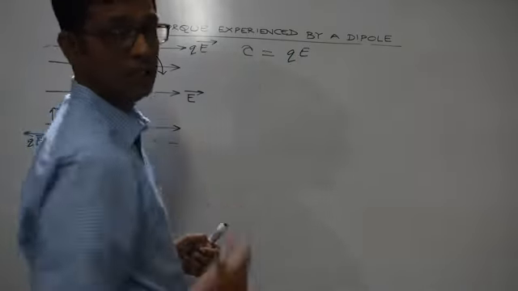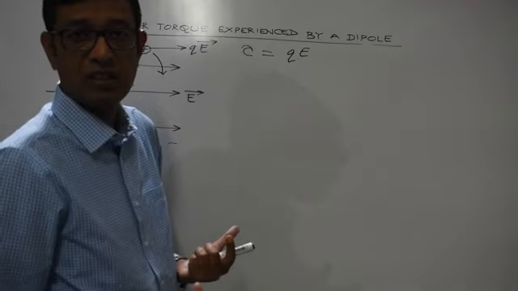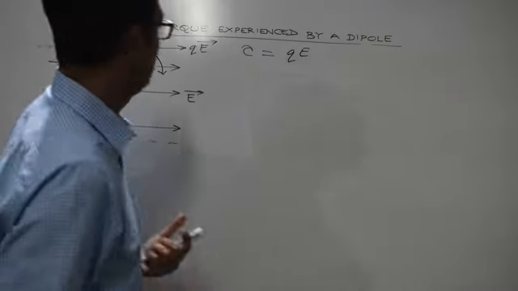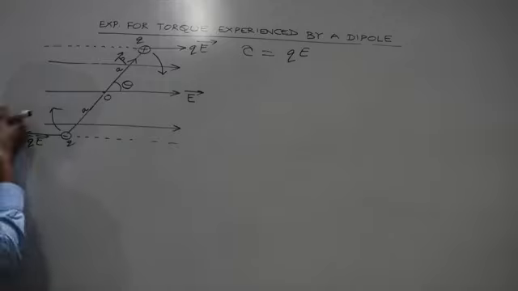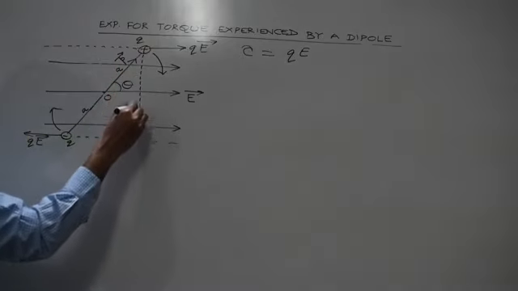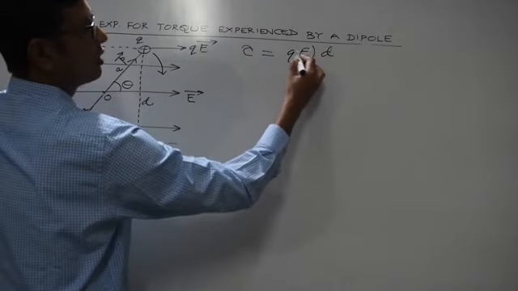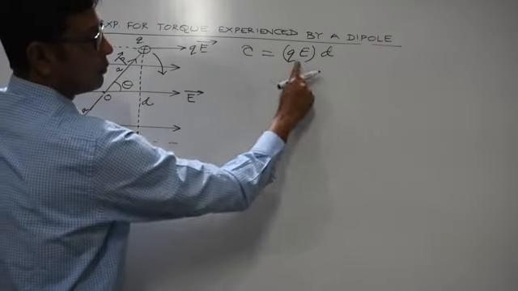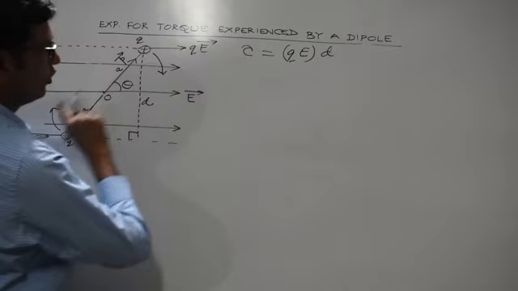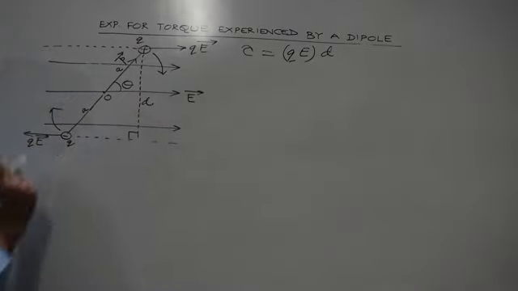It is given by the product of the magnitude of either of the forces and the perpendicular distance between them. These are the two forces, anti-parallel, so the perpendicular distance between them can be considered to be small letter d. So this is the formula for the torque. Torque is given by the product of the magnitude of either of the forces and the perpendicular distance between them.